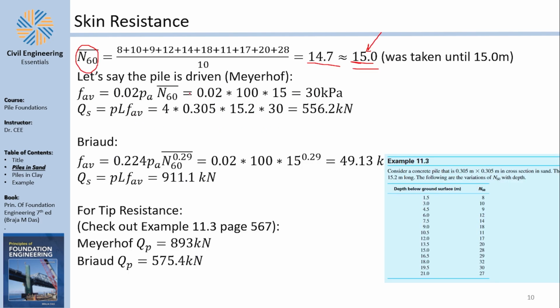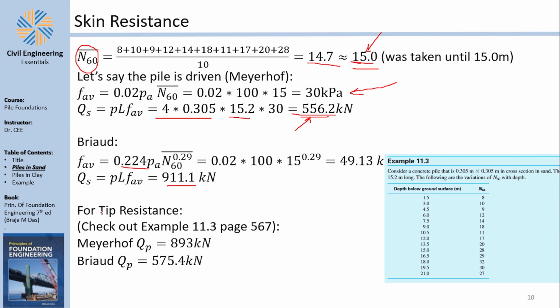So 0.02 Pa N60 gives you this for skin friction. If you multiply it by the total area, which is the perimeter multiplied by the length, you get the total skin resistance. From Briaud, you get this value, which will give you this. You can notice a trend here. Like this is a big difference, right? Now, here's the thing. The skin resistance in Meyerhof seems to be underestimated, and in Briaud, it seems to be overestimated.